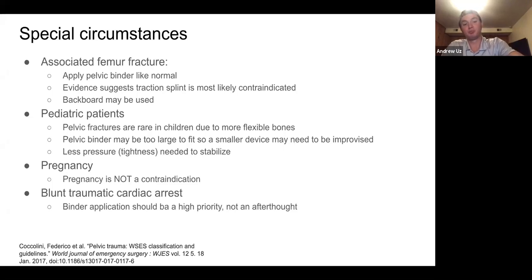Pediatric patients. Pelvic fractures are pretty uncommon in kids because they have more flexible bones, so most of the time you won't see a pelvic fracture. But if you do, the pelvic binders that we carry might be too large to fit. So you might have to improvise something with a bed sheet, tying it tight. This presentation doesn't talk about improvised pelvic binders because we fortunately have access to the commercial devices, but I think most of us learned in EMT school the simple ways where you can tie up a bed sheet or something to secure the pelvis. And also keep in mind that they might need less pressure than an adult would.